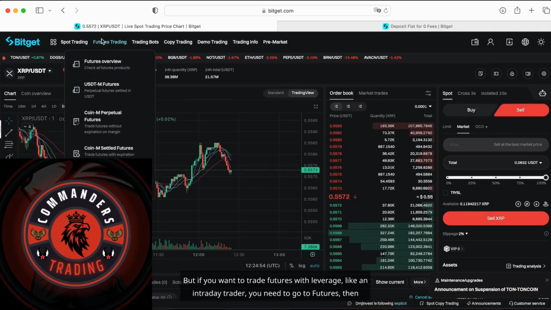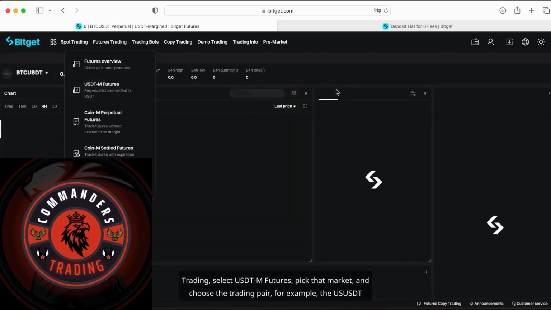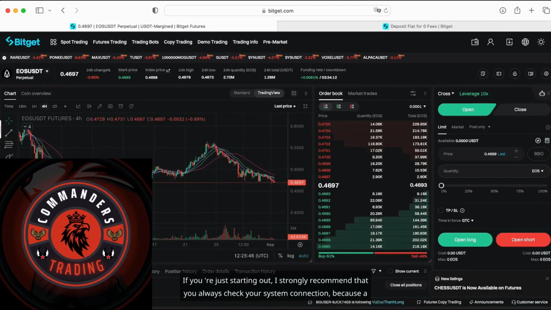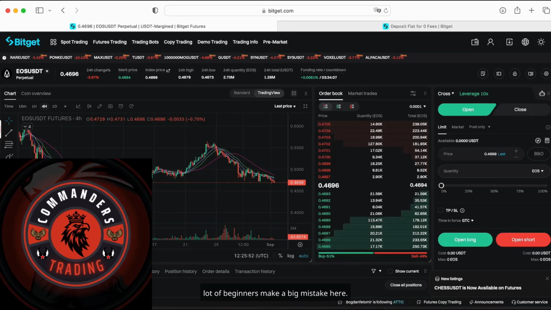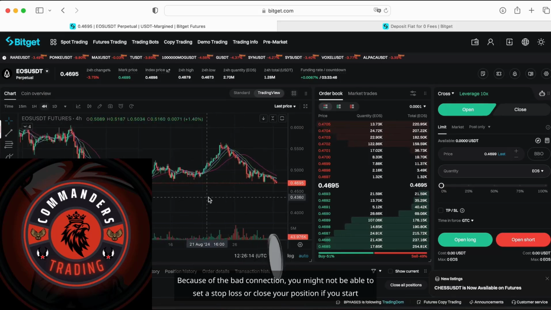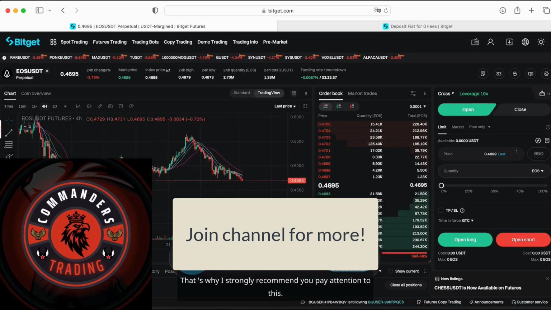But if you want to trade futures with leverage, like an intraday trader, you need to go to futures, then trading, select USDTM futures, pick that market, and choose the trading pair, for example, the USUS trading pair. If you're just starting out, I strongly recommend that you always check your system connection, because a lot of beginners make a big mistake here. When you trade with a poor connection, like using Wi-Fi at a coffee shop or trading on your phone with a weak signal, you might open a trade without a stop loss, and then, because of the bad connection, you might not be able to set a stop loss or close your position if you start losing money. That's why I strongly recommend you pay attention to this.